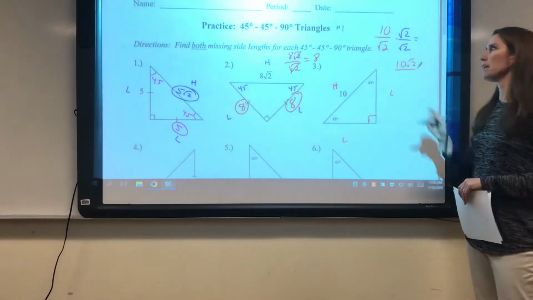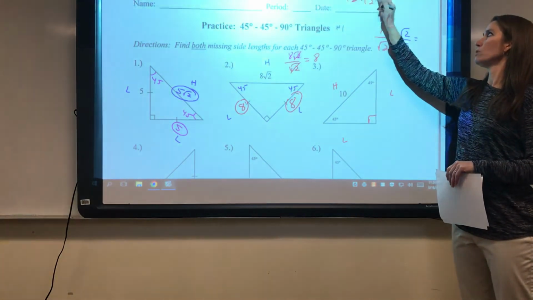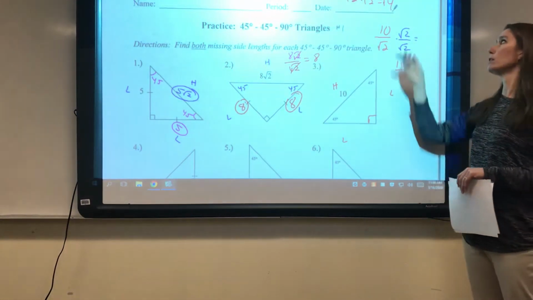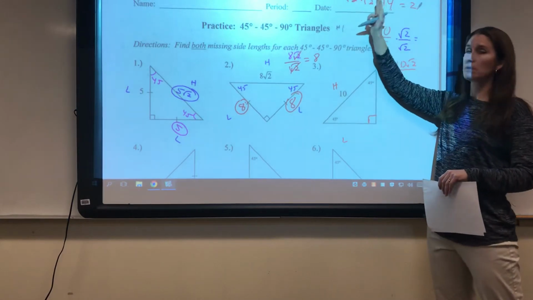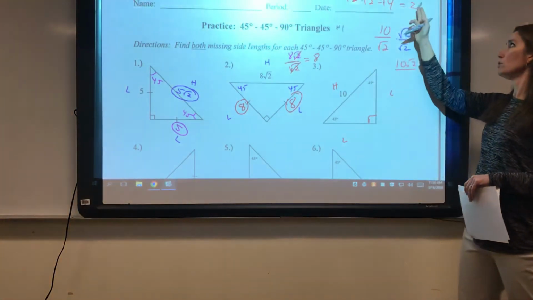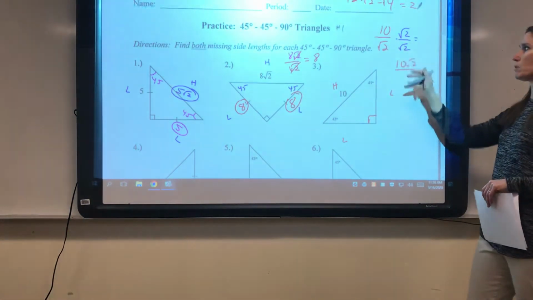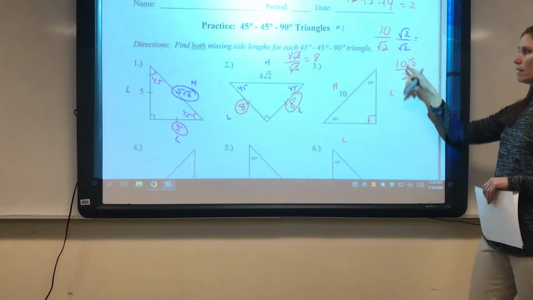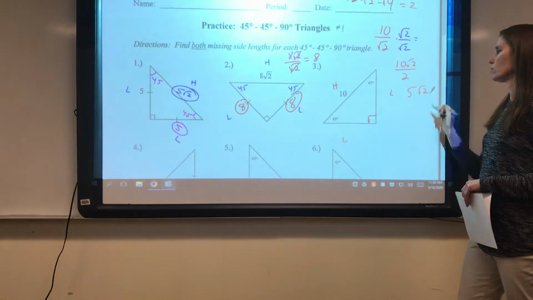And on the denominator, remember what we talked about, that square root of 2 times square root of 2 technically gives me square root of 4. But what is the square root of 4? 2. So the shortcut to that is, again, a square root times the same square root gives you that number without the square root. Okay, so in this case, square root of 2 times square root of 2 is 2. And then I can just get that simplified down. 10 divided by 2 is 5. So I get 5 square root of 2.